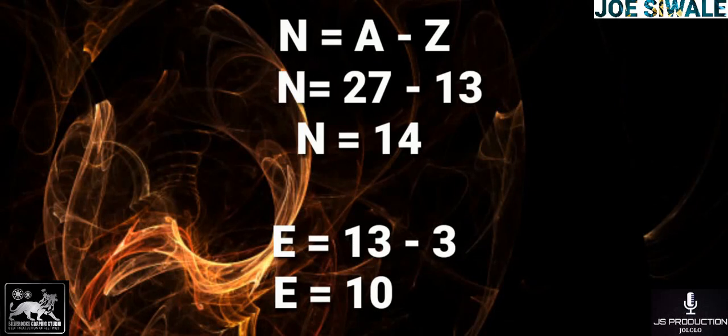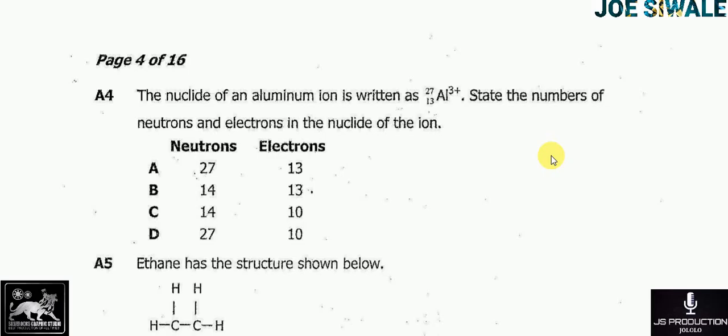So let us look at the multiple choices. A, neutrons 27, electrons 13. B, neutrons 14, electrons 13. C, neutrons 14, electrons 10. D, neutrons 27, electrons 10. So my answer is C, which has neutrons 14 and electrons 10.